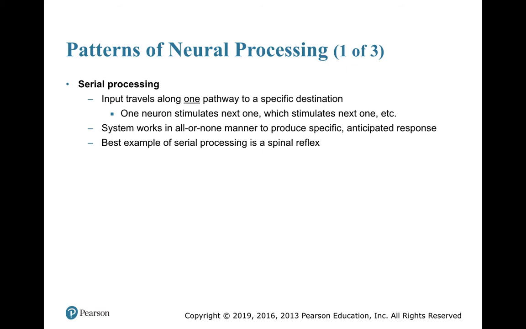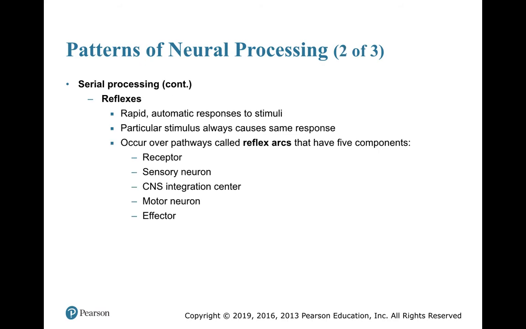Processing, we can process it in a couple of different ways. We do serial processing. Input travels one pathway to a specific destination. One neuron stimulates the next one, which stimulates the next one, and so on. This works in an all or nothing manner, produces a specific anticipated response. Serial processing is going to be seen when we look at spinal reflexes. If you use a hammer and strike the patella tendon, you will get a response because of serial processing.